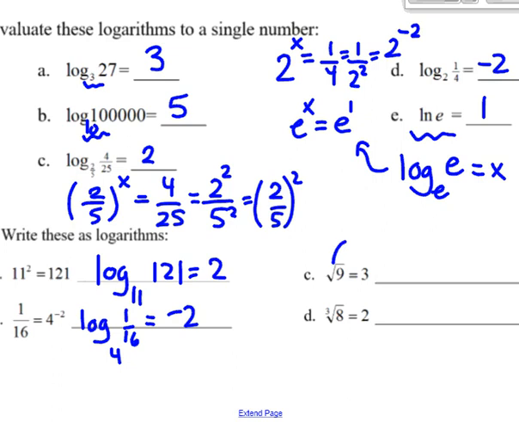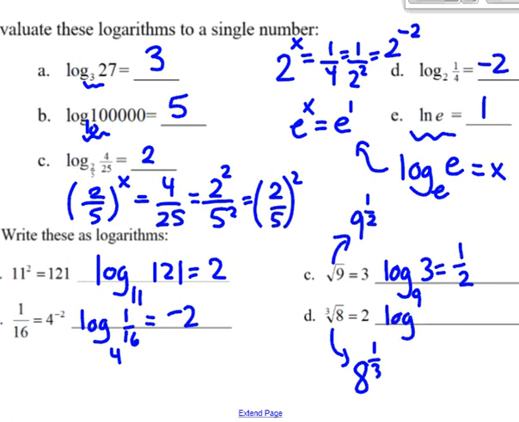Square root of 9, you have to remember, is the same as 9 exponent 1/2, right? So log base 9, because that's at the bottom of your exponent, of 3 is equal to 1/2. And the last one, you have to remember, the cube root of 8 is the same as 8 exponent 1/3. So log base 8 of 2 is equal to 1/3.